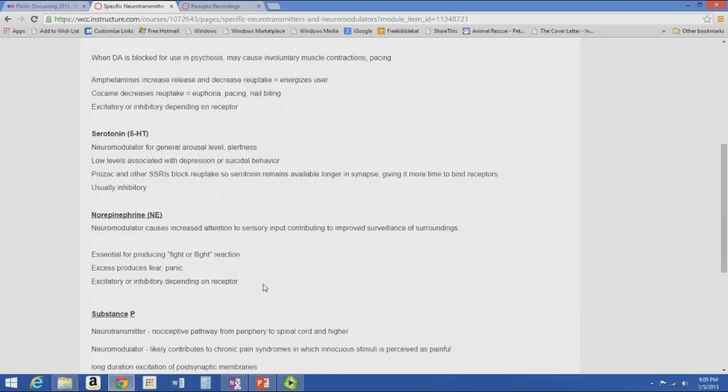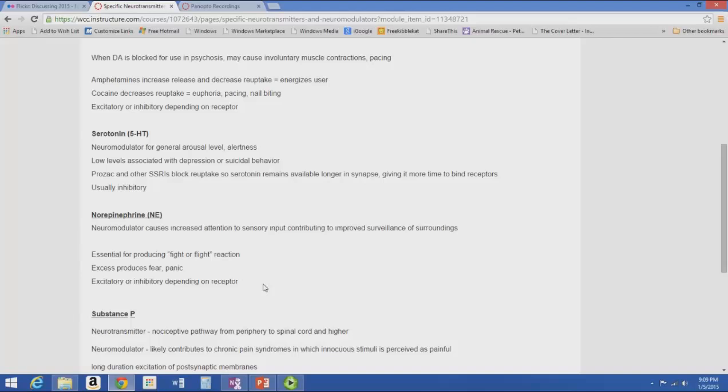So norepinephrine causes increased attention to sensory input, contributing to improved surveillance of surroundings. This is one of the big neurotransmitters in our fight or flight reaction, and we will talk about that in the autonomic nervous system chapter. We will talk about the sympathetic nervous system and the fight or flight. Excess of it produces fear and panic, and it can be excitatory or inhibitory depending on the receptor. So that's really important in our survival mechanisms.